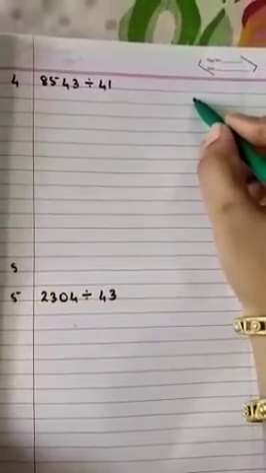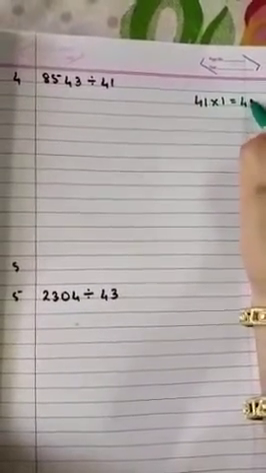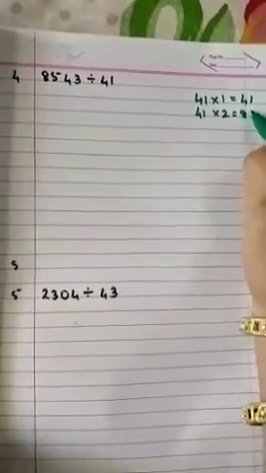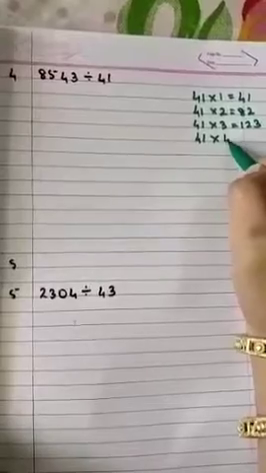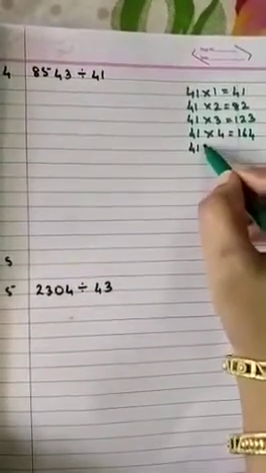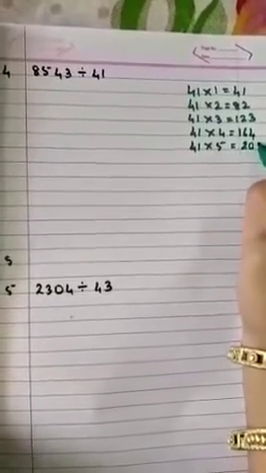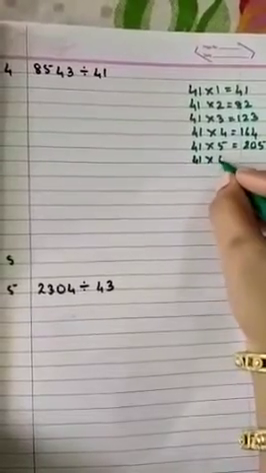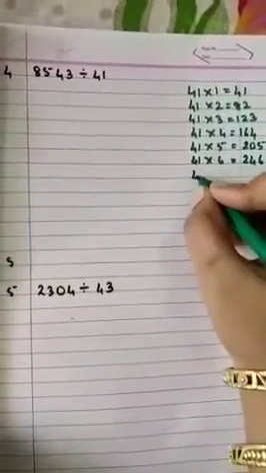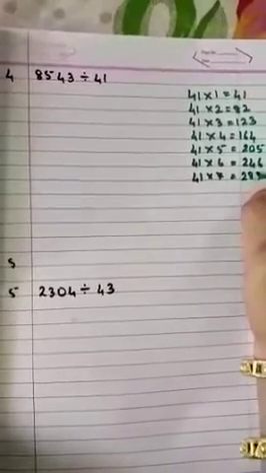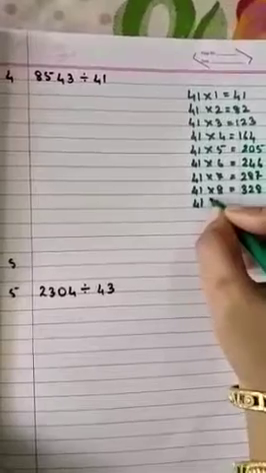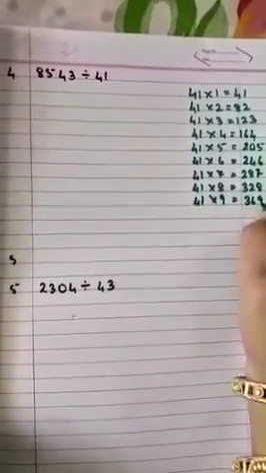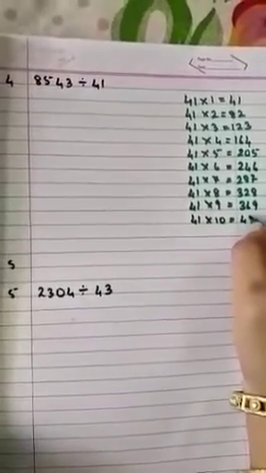Now we'll start with the fourth sum. We'll write the table. 41 ones are 41, 41 twos are 82, 41 threes are 123, 41 fours are 164, 41 fives are 205, 41 sixes are 246, 41 sevens are 287, 41 eights are 328, 41 nines are 369, 41 tens are 410.